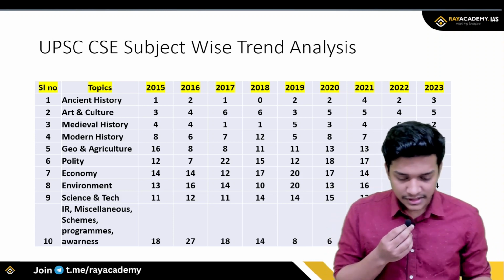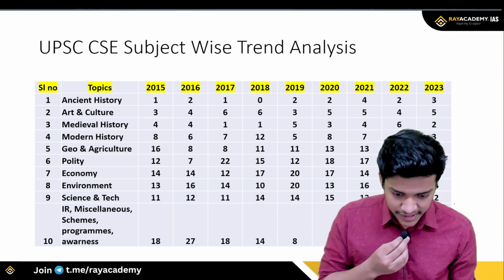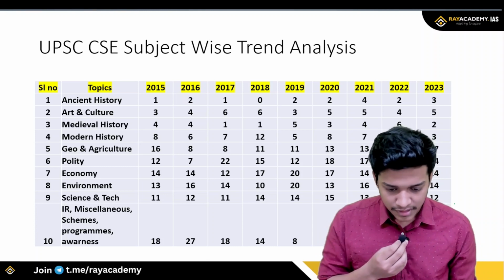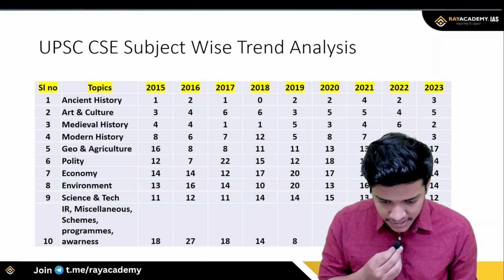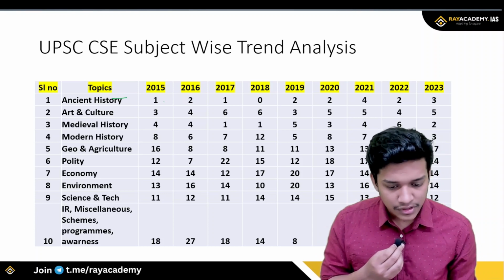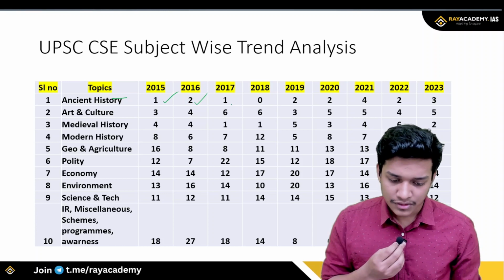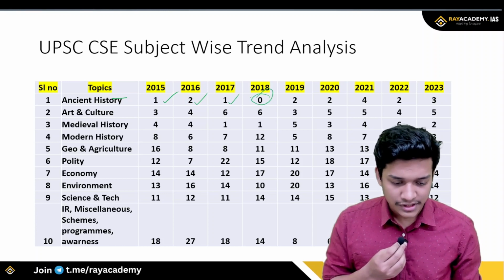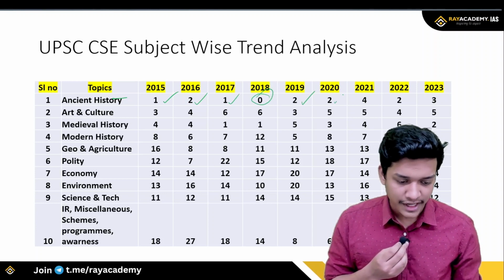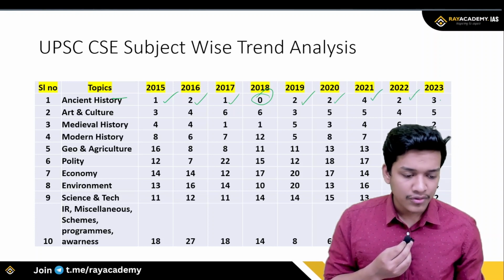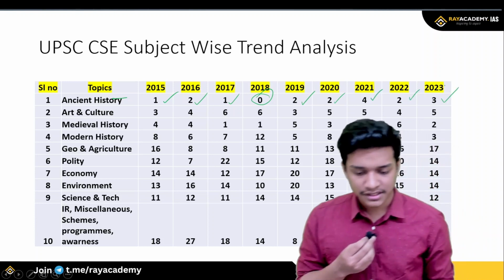And the first chart you are seeing in front of your screen is the subject-wise categorization of various questions that have come. First, you can see ancient history. This is the ancient history. In 2015, there was one question. 2016, there were two questions. 2017, one question. 18, zero questions. 19, two questions. 20, two questions. 21, four questions. 22, two questions. And 23, there were three questions.